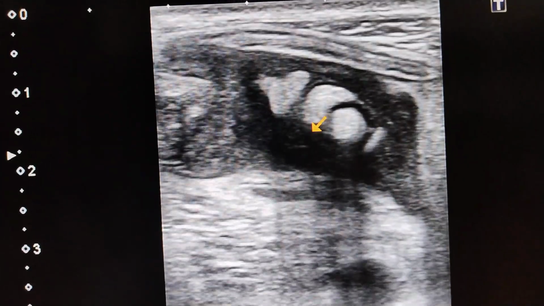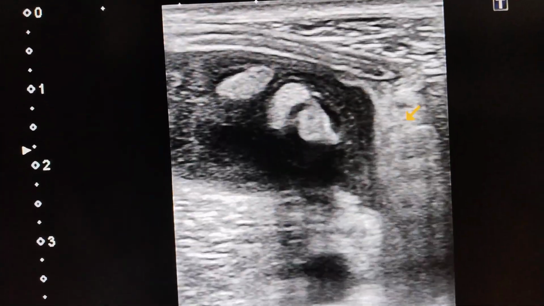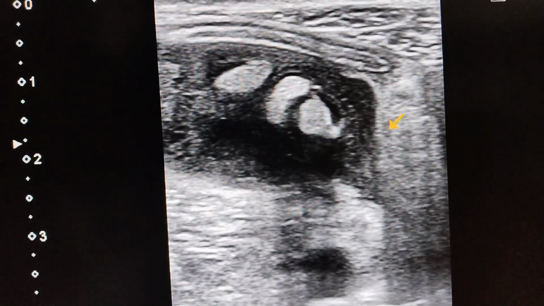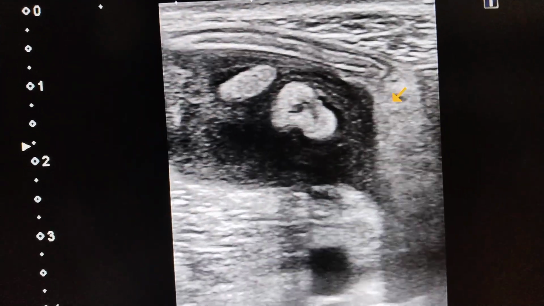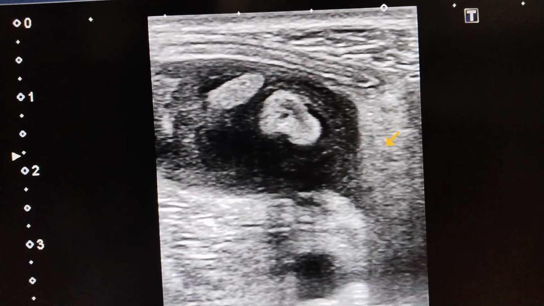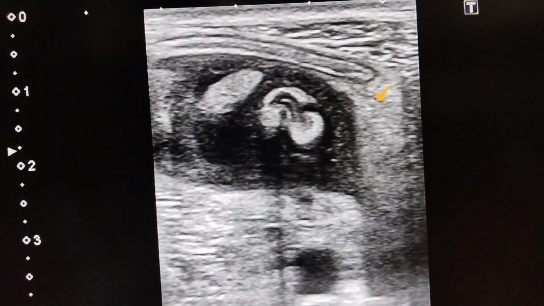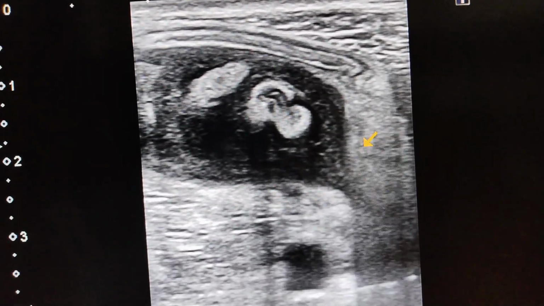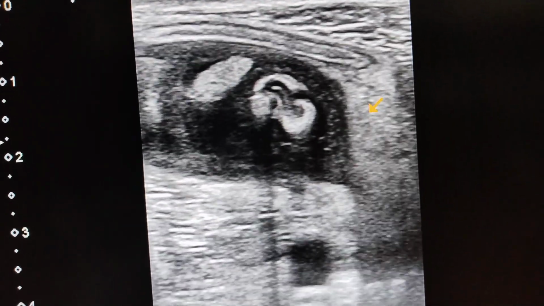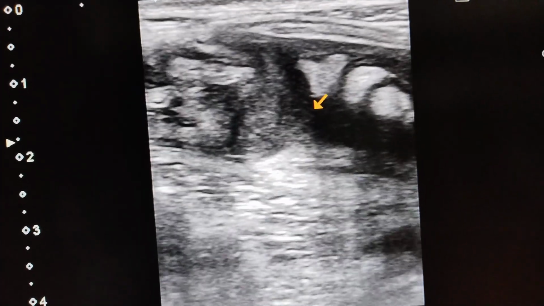And now look at here, this is the periappendicular fat, which is more echogenic than normal. So when such a condition is present in this fat, it means that the fat is also inflamed. It is showing inflammation. And here is the tip of the appendix.